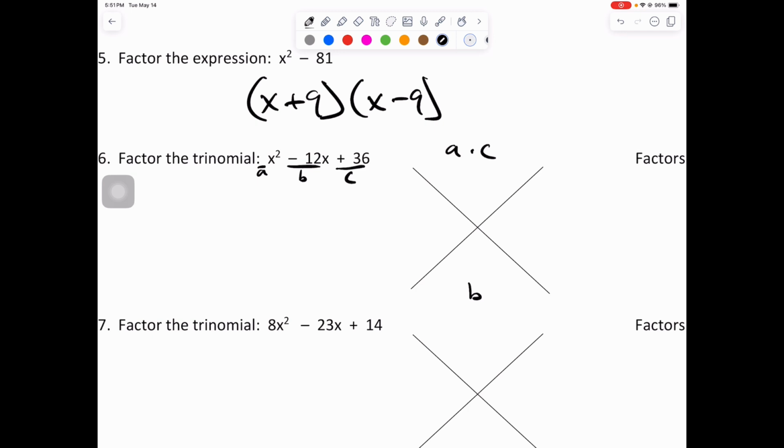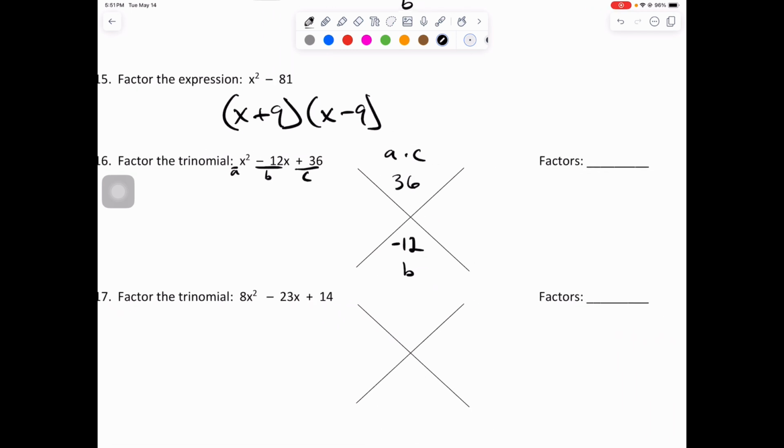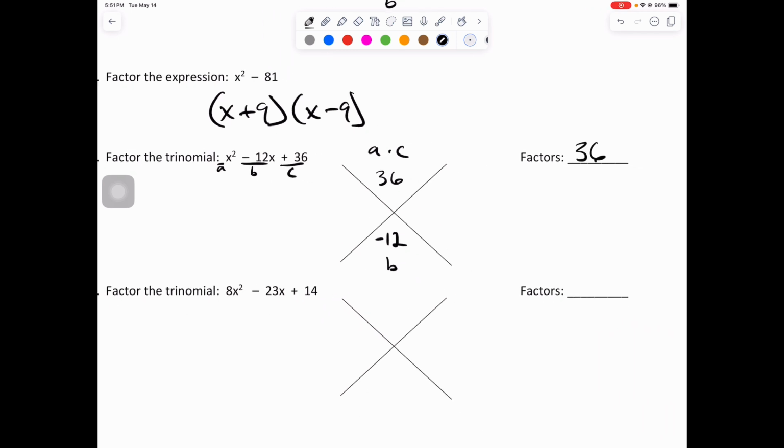We have 1 times 36 giving us, yes, just 36. Our b value is negative 12. Great job. We're looking for the factors of 36 that when combined get us to negative 12. Now, when we have a times c giving us a positive and our b value is a negative, well, it has to be a double negative.